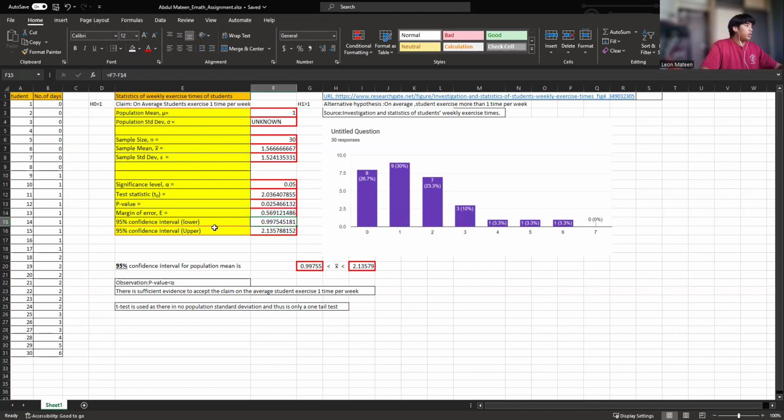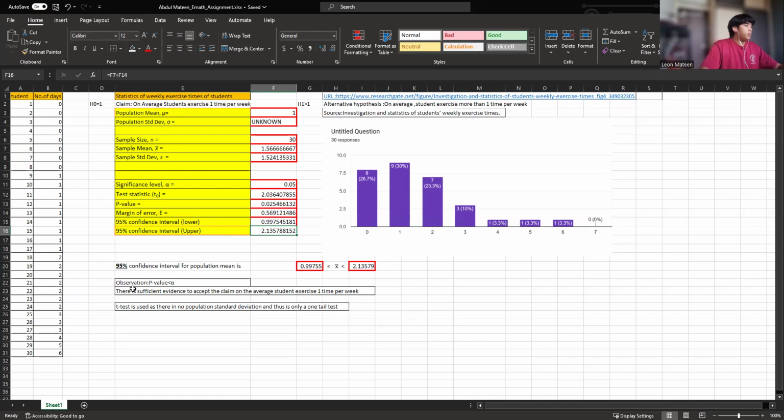For my lower confidence interval, it will be just F7 minus F14, and it's labeled down here as well. And for my upper confidence interval, I'll just put F7 plus F14. So it's down here as well.